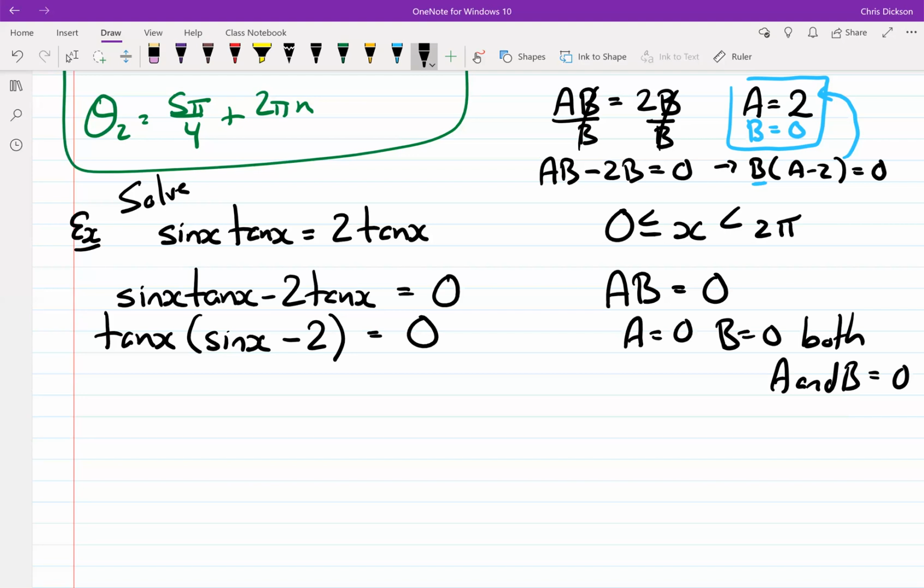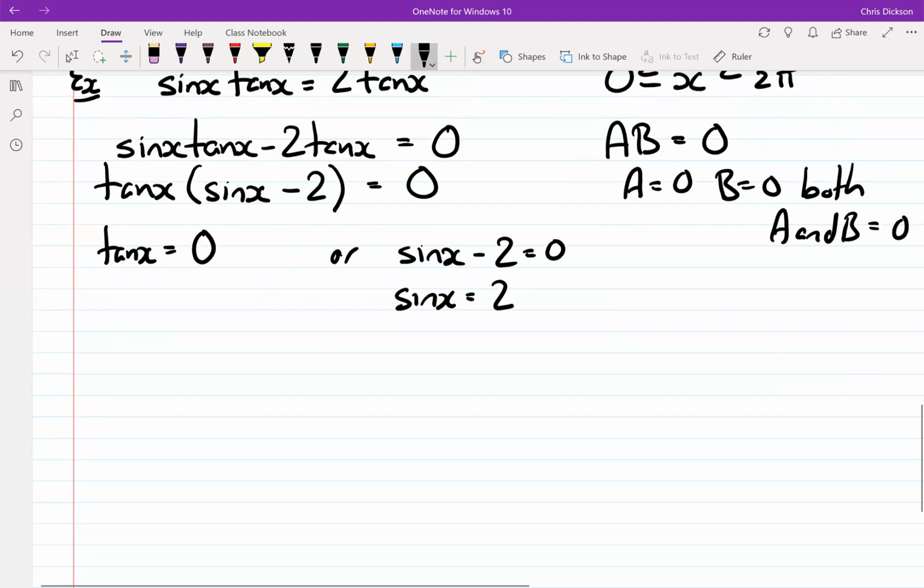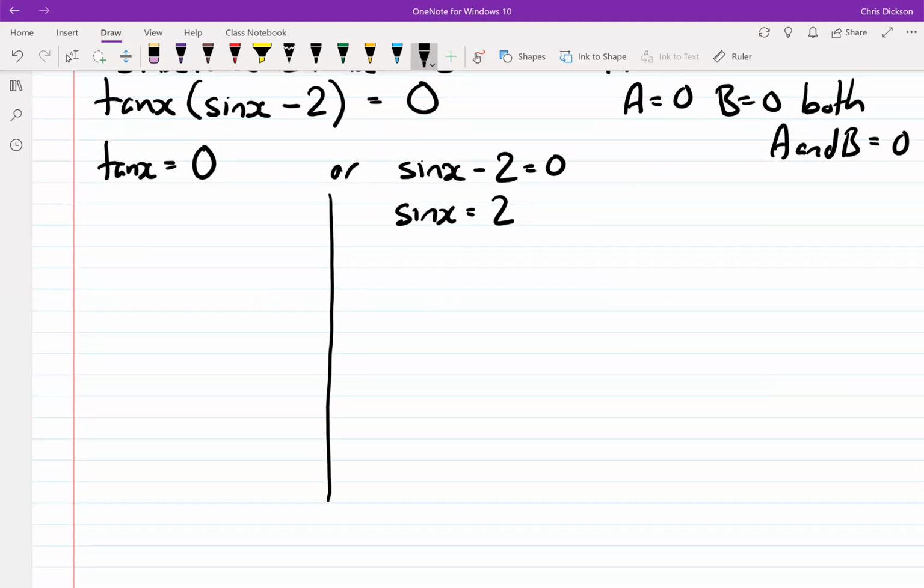So what does that tell us? Well, that tells us that tan x equals 0, or sine x minus 2 is equal to 0, which means sine x is equal to 2. And now what you have here are 2 separate trig equations you have to solve for, at least try to solve for, and see what happens. So maybe pause the video and see what you think about how you would do that.